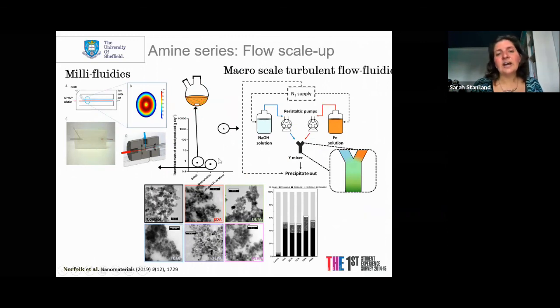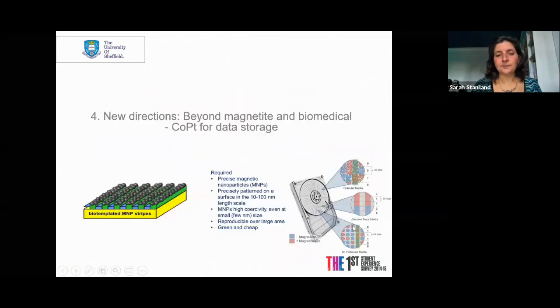More recently, I've been looking at those amine additives in both these systems, the mini-fluidic and the macro-scale turbulent flow, and again, that paper is ready to submit. But you can see from these results that there is a preference for making more angular, faceted, octahedral particles with the additives, even in large-scale turbulent flow. That's what these results are from.